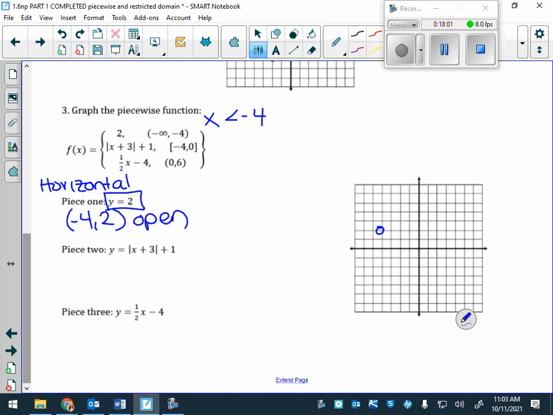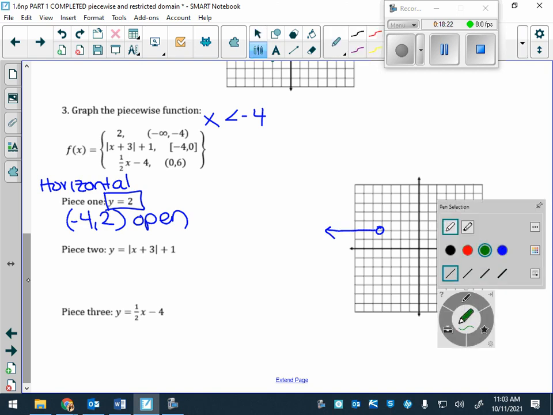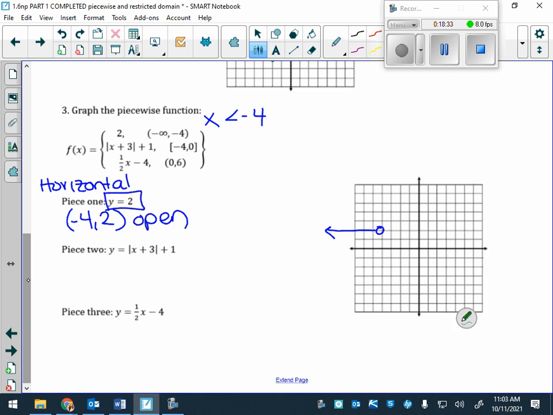What direction would this graph be going in? Left or right, Jackson? Because it's a horizontal line. Left. Good, because the x value is less than negative 4. Okay. So we have a horizontal line going to the left. Okay. Then what type of graph is next? The second piece is what? Mustafa, what would it be? Good. Absolute value. Let me move this stuff so we can see it.